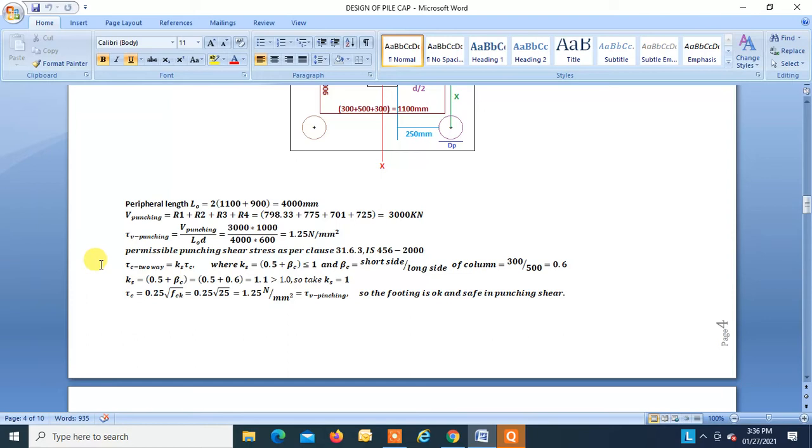Rest of the thing remains the same. That is, tau v punching is equal to V punching divided by L0 into d. L0 is 4000, d is 600. So this is equal to 1.25 Newton per mm square.